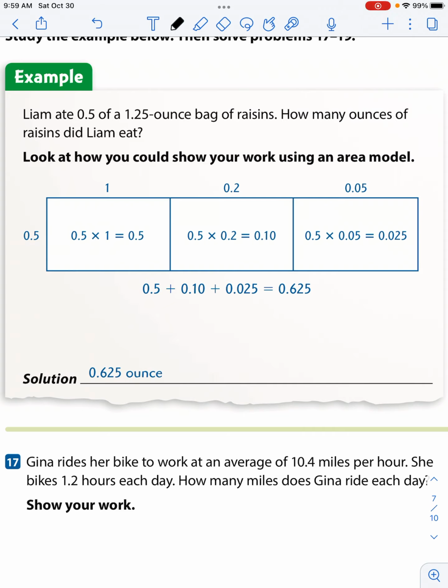So we have Liam ate 5/10 of a 1 25/100 ounce bag of raisins. Now, of course, I read the decimals correctly. Sometimes it's easier just to read them as quote-unquote slang. That way you can understand it a little bit more. But before you move on, first understand what it is that you're even talking about. So Liam ate 5/10.